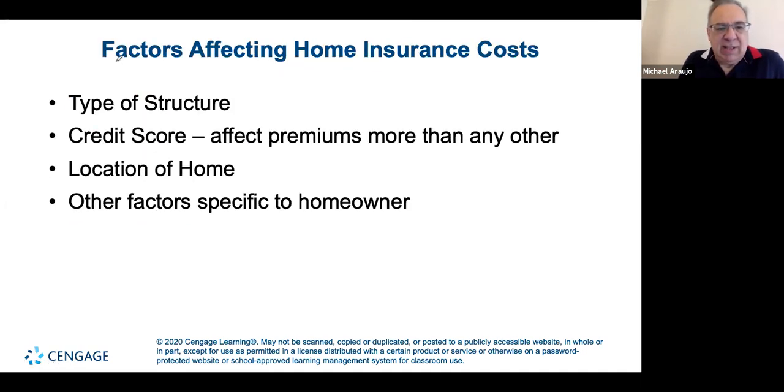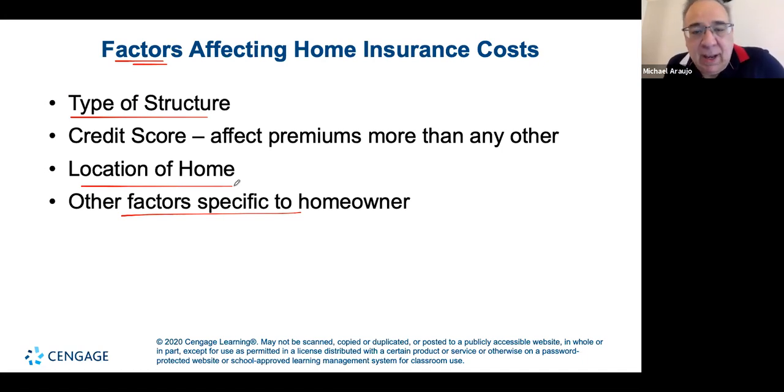So what does matter for folks that are renting or owning a house? Well, the type of structure is what you're really looking at. The location of that structure. There might be other factors, not just specific to the homeowner, but also specific to the home. How close are you to the nearest fire hydrant? How close are you to the nearest firehouse? Which is the most terrible thing that could probably happen, a fire.